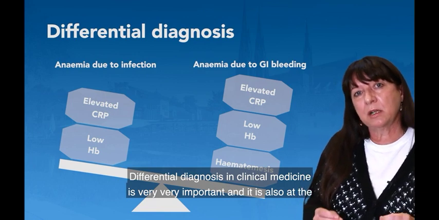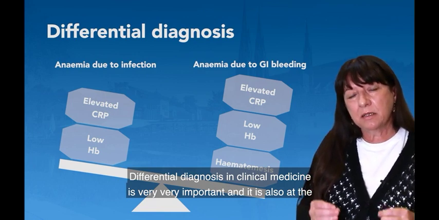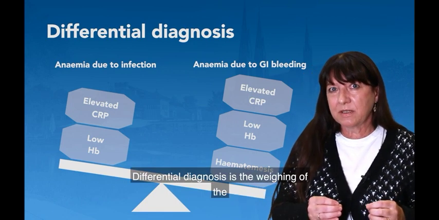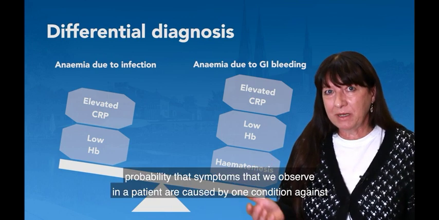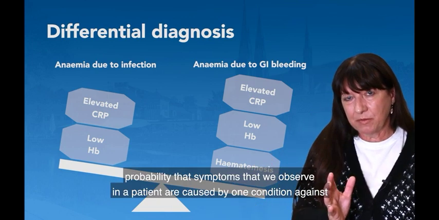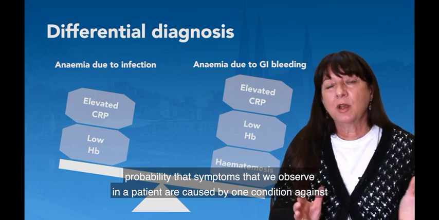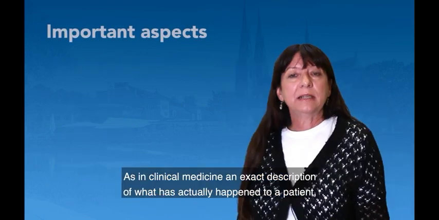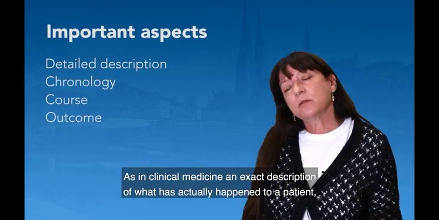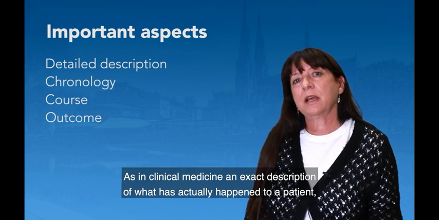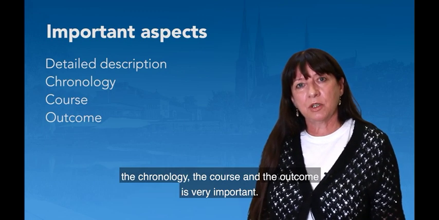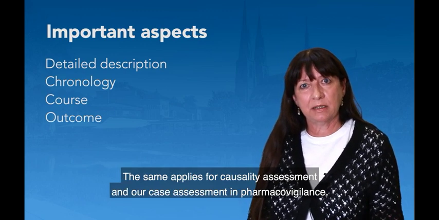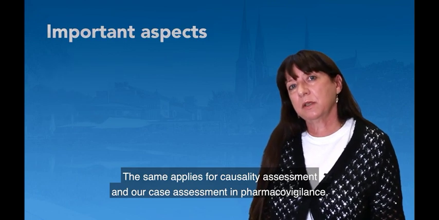Differential diagnosis in clinical medicine is very, very important, and it is also at the core of case assessment. Differential diagnosis is the weighing of the probability that symptoms that we observe in a patient are caused by one condition against another one. As in clinical medicine, an exact description of what has actually happened to a patient, the chronology, the course, and the outcome is very important. The same applies for causality assessment and our case assessment in pharmacovigilance.